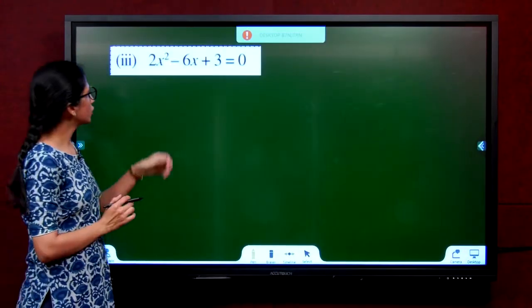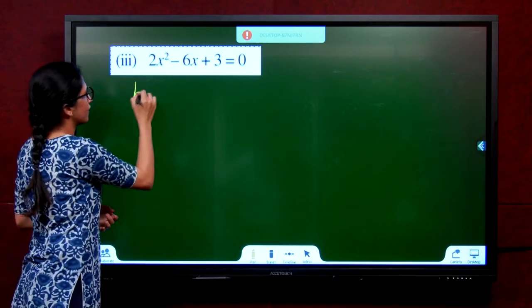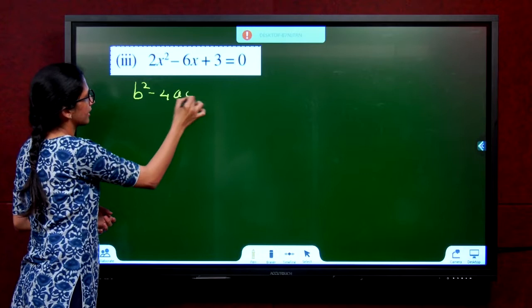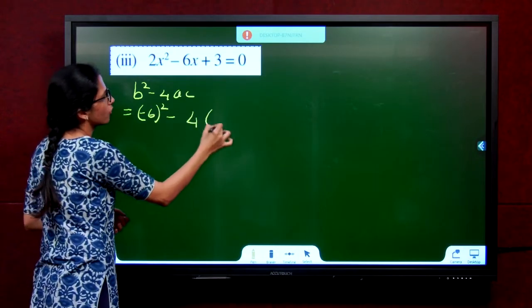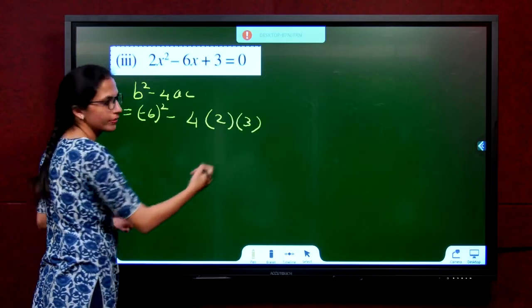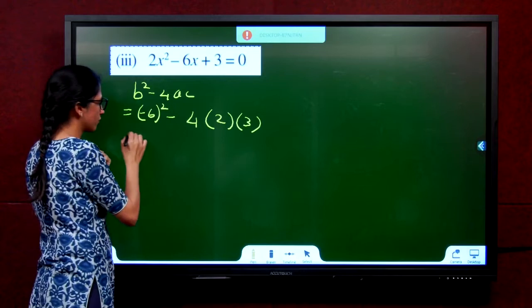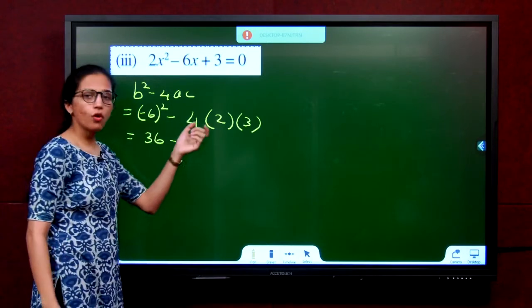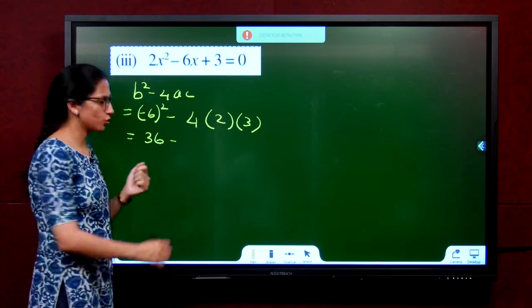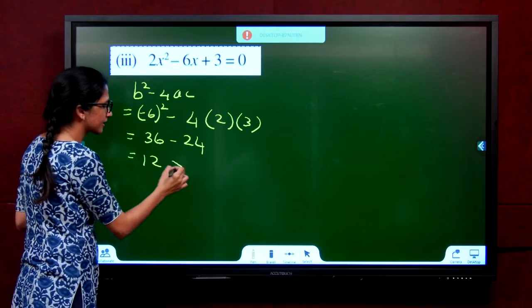Next question. 2x² − 6x + 3 is equal to 0. First find the value of b² − 4ac. (−6)² − 4 into 2 into 3. (−6) the whole square, negative sign to the power of 2, positive. 6² is 36 minus 4 twos are 8, 8 threes are 24. 36 minus 24 is 12. It is greater than 0.